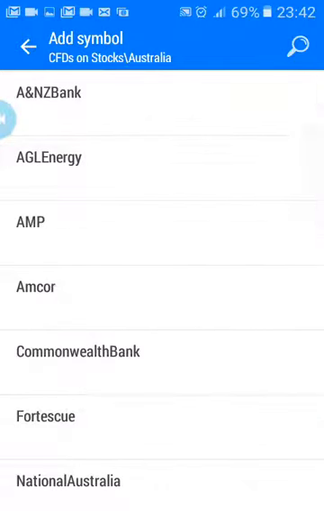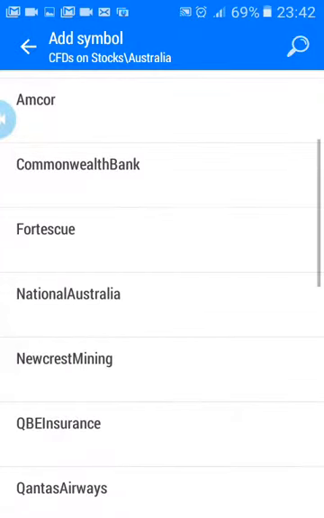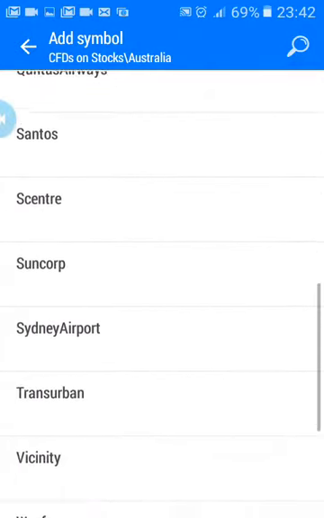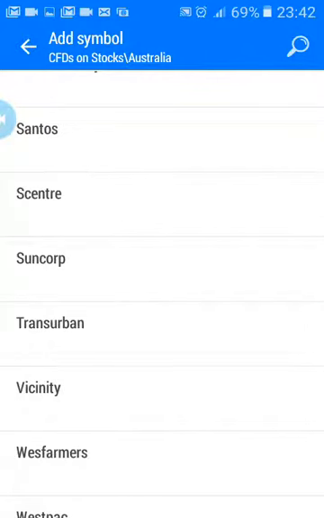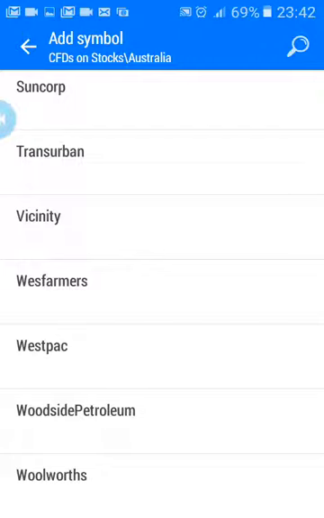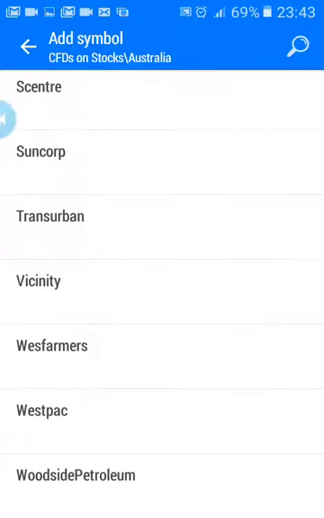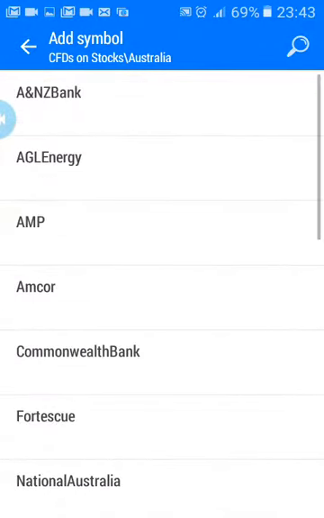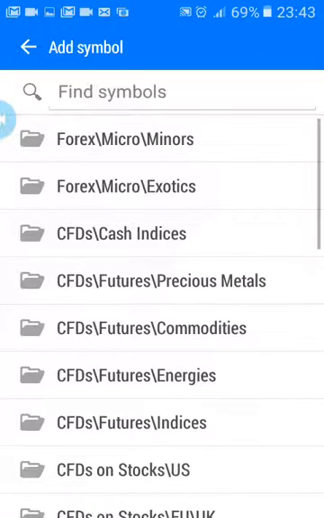Oh, there they are. ALG Energy. No, I quit that stock a long time ago. Sydney Airport. Yes. Westpac. I quit it a long time ago. Woolworths. I've been looking for this one. Yes, it's an Australian company. Okay, I took most of them again already.